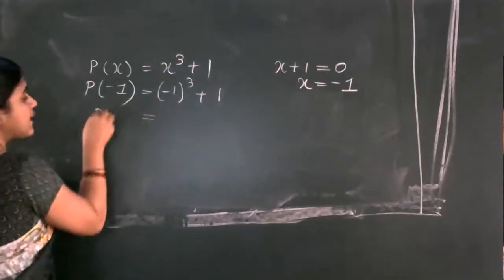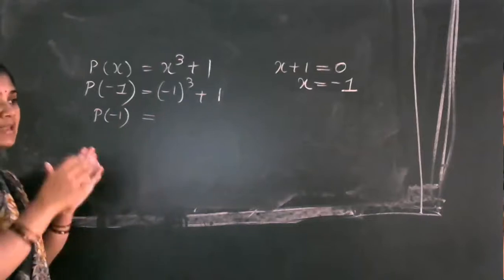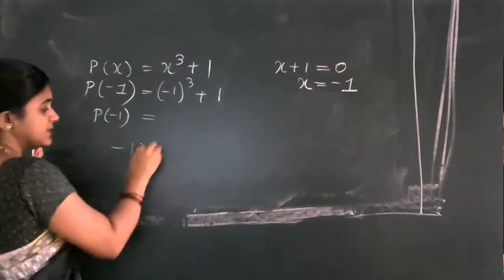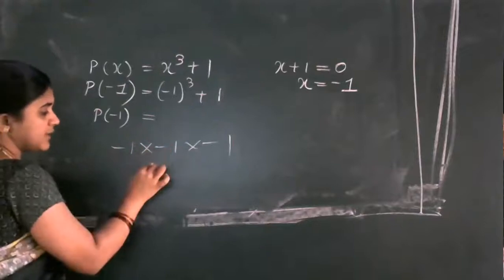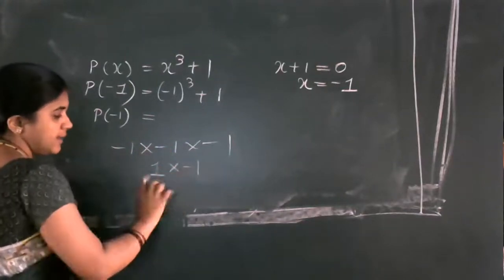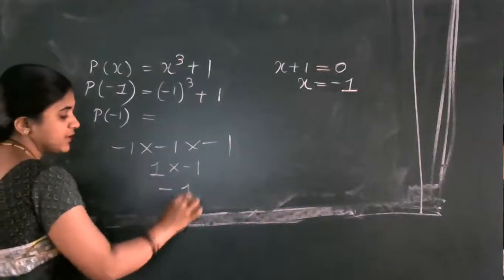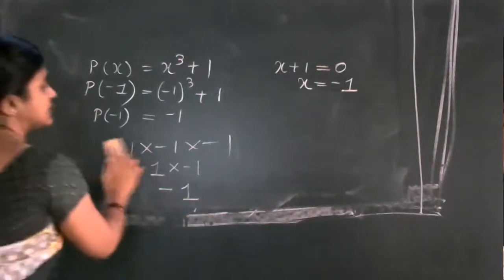Next, P of minus 1 is equal to minus 1 cube, that is minus 1 into minus 1 into minus 1, plus 1. Okay? So minus into minus is plus, minus 1 ones are 1. Again into minus 1. Therefore minus 1 cube is minus 1 only.